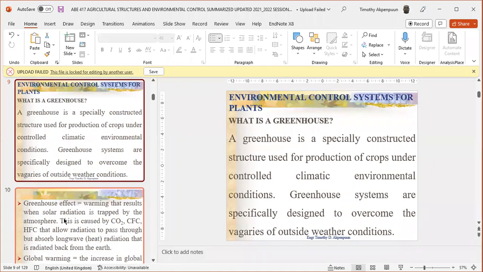Environmental control system for plants. Look at this. Straightforward. That's why I gave you guys that material. So you guys are going to read that material, and then when we come next class, very good. All right, no problem. Let's continue.